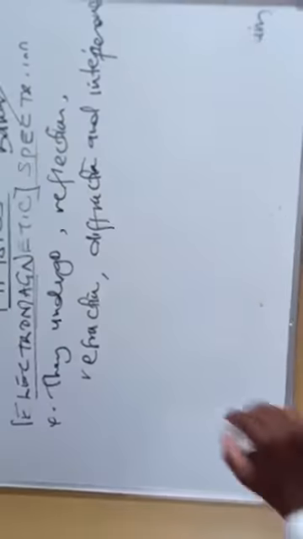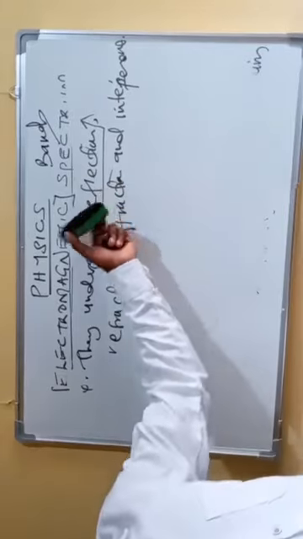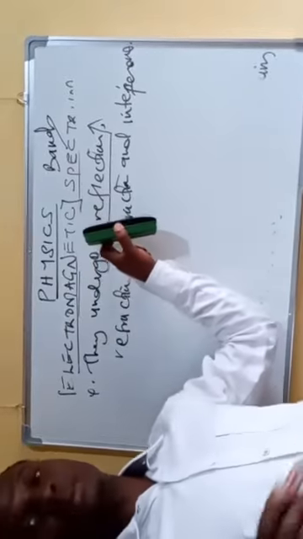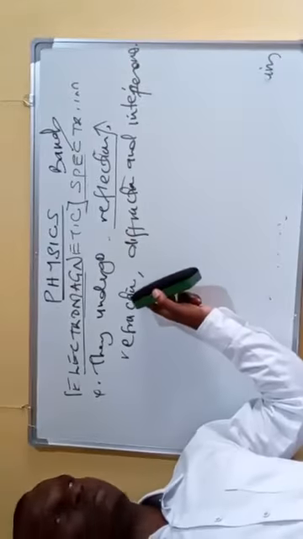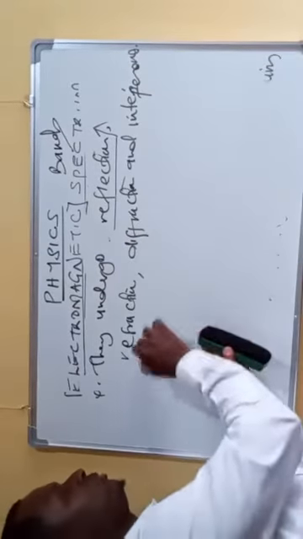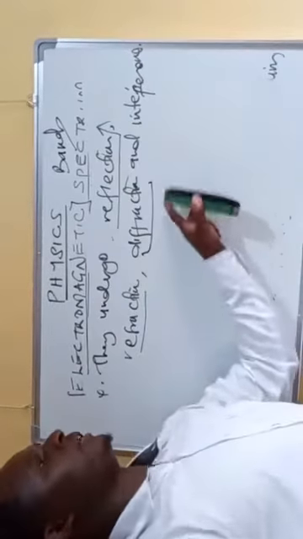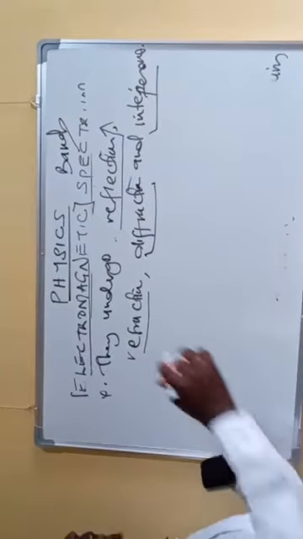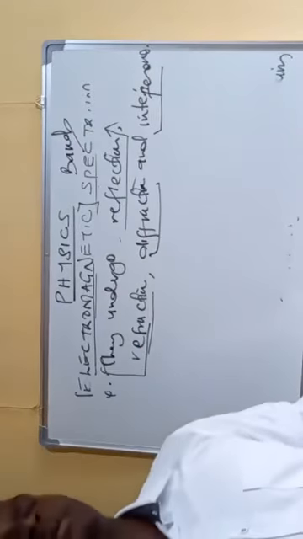Now, look at this. All these waves will undergo reflection. This is what we studied in Form 1, in plane mirrors, and the rectilinear propagation of light. Then in Form 3, we looked at refraction of light. Then in waves 2, we were able to look at diffraction and interference. Now, since all of them undergo these, it is true again to say that they have the properties of light.